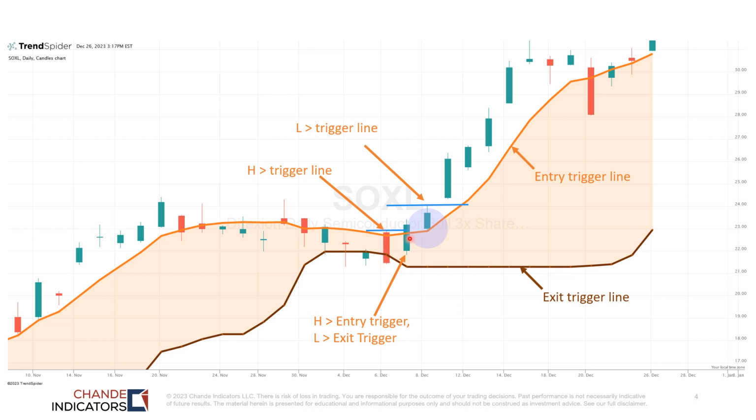In each case, we could enter above the high of the signal bar or on the open of the next bar. The trailing stop works the same way. It gets triggered when we have a low or a penetration of the trailing stop line, and then we exit on the open of the next bar.